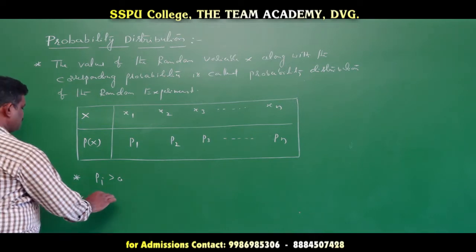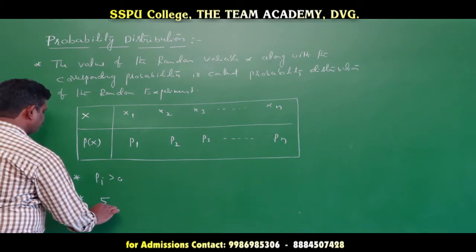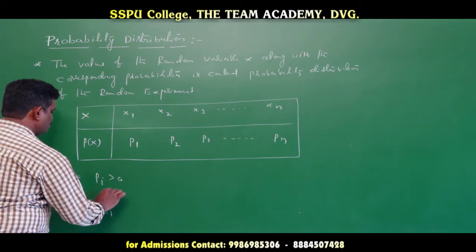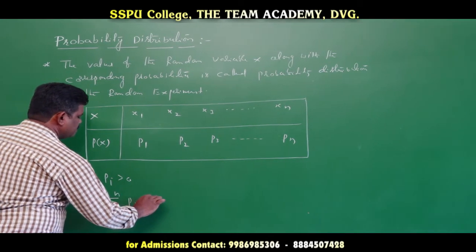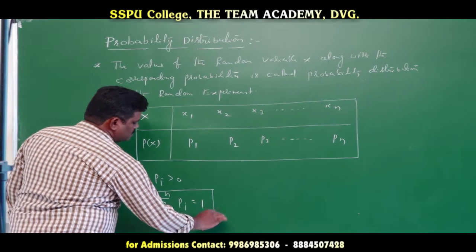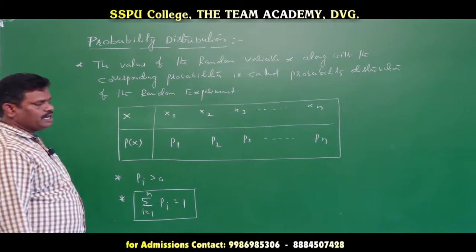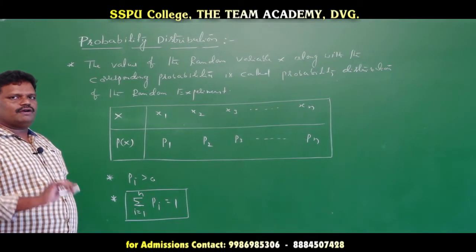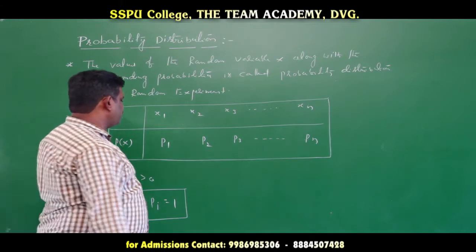This means what we have done here: the sum from i equals 1 to n of pi is equal to 1. Okay? Now another point also here.